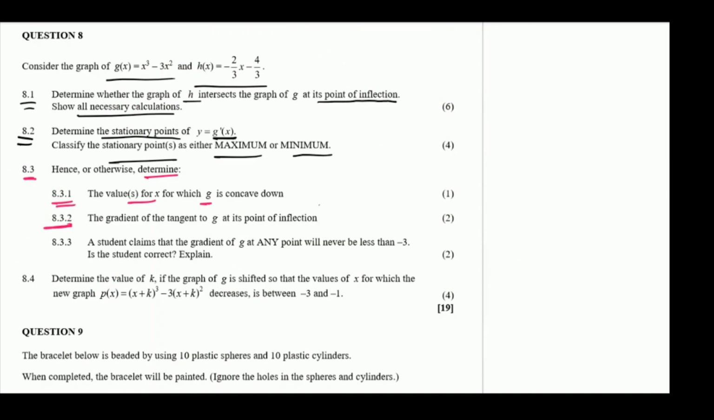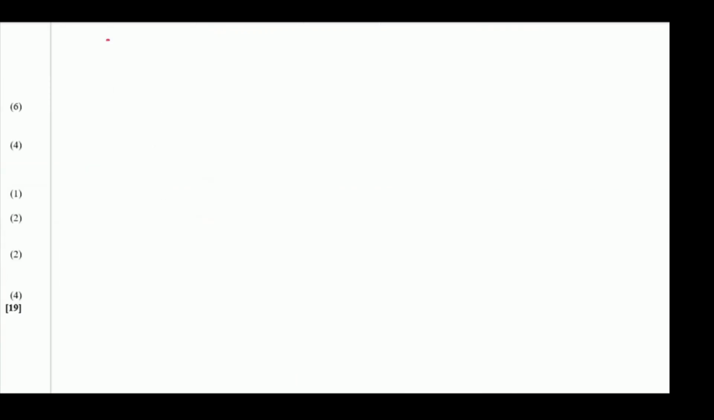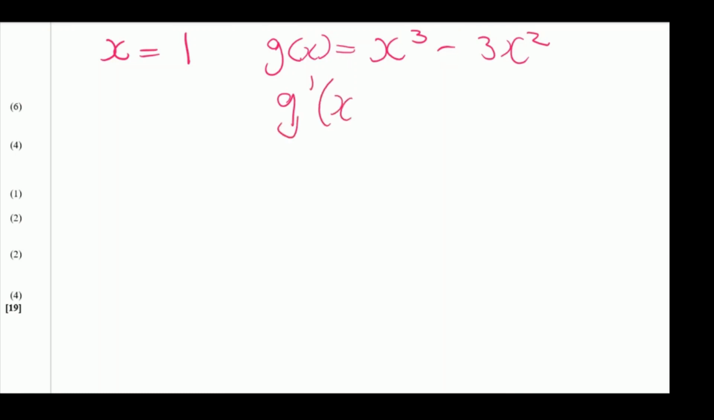So now 8.3.2 says that we must determine the gradient of the tangent to g at its point of inflection. So we need to use the same value that we used for the point of inflection. We have already identified that the point of inflection is x equals 1. And we want to identify the gradient of g, which is its derivative. So if g of x is equal to x cubed minus 3x squared as given, its gradient is its derivative. We derive this and we get 3x squared minus 6x.